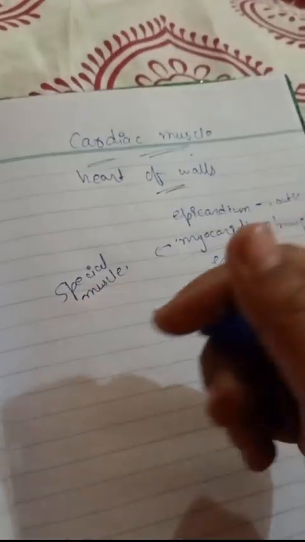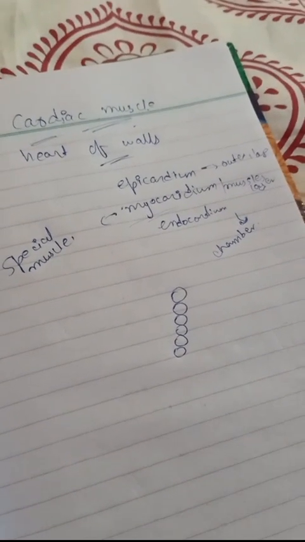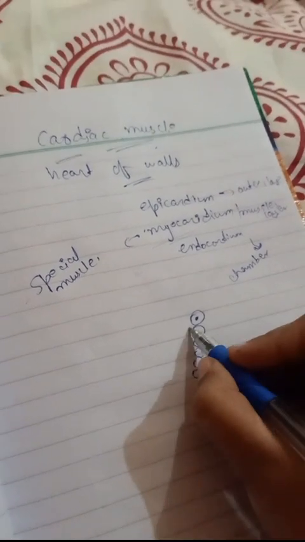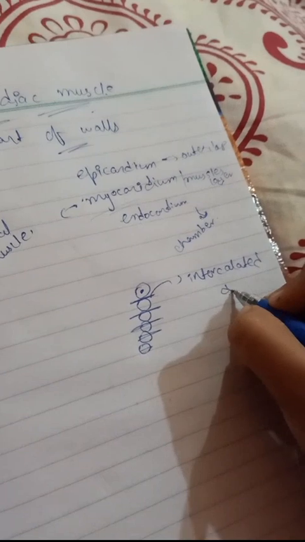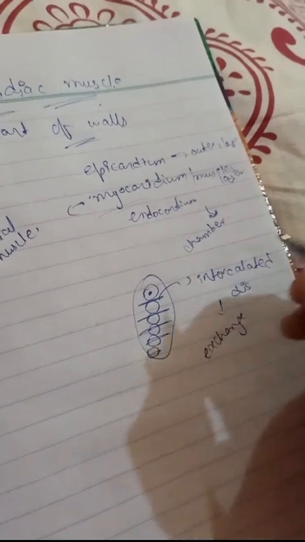If we talk about the composition, cardiac muscle is composed of a single chain of single cells, so each cell has its own muscle. They are sometimes single nucleated and sometimes binucleated. Between them we have the intercalated disc. This is the disc which is used for the exchange of material. This is the structure of the cells of the cardiac muscle.